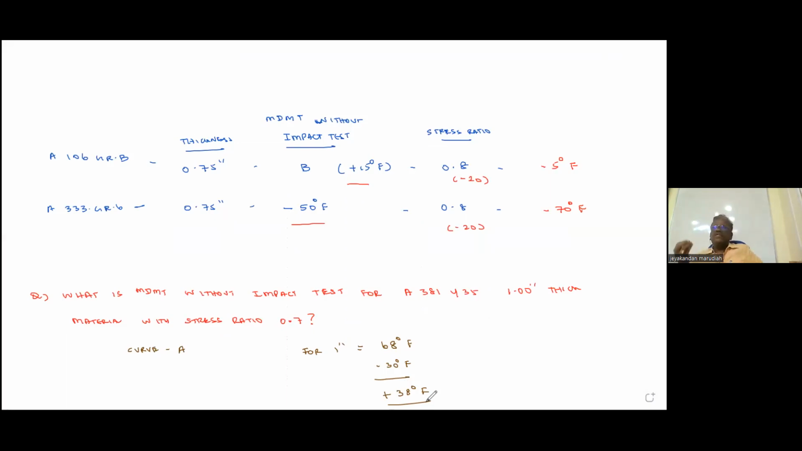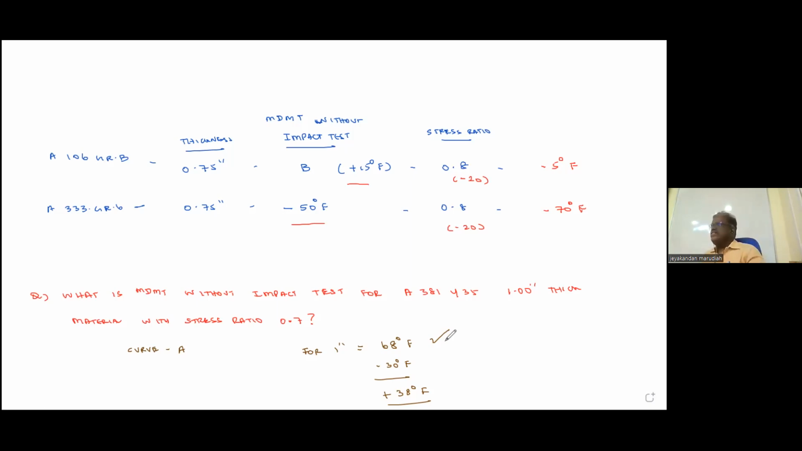Very rarely is this question asked, it is not a regular question. If they ask, this will be the question: what is the MDMT without impact testing? Material they will give, and thickness they will give. Stress ratio is optional. Again, I am repeating, I am giving both questions with stress ratio. If the question is asked without stress ratio, then the answer will be only 68 degrees Fahrenheit. If stress ratio is given, you have to minus always. The stress ratio is always a reduction. Any doubts? You understand this? It's not a very difficult one actually.